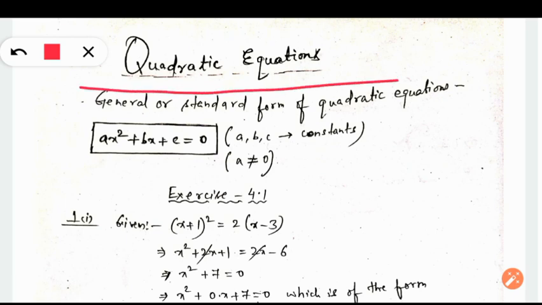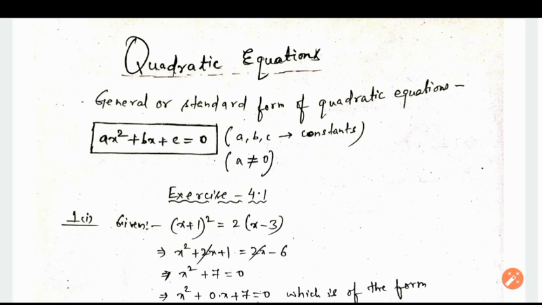Today we are going to discuss this topic, quadratic equations. I think many of you are familiar with this term, right? So what is a quadratic equation? It is actually a polynomial equation having degree 2. All those polynomial equations which have degree 2 are called quadratic equations, or you can simply say that if the highest power of the variable in an equation is 2, that equation is known as a quadratic equation.